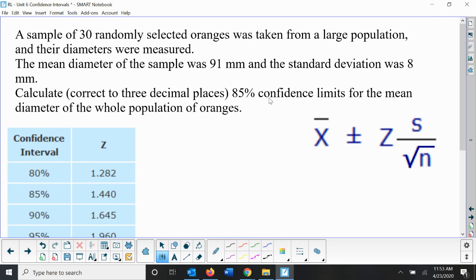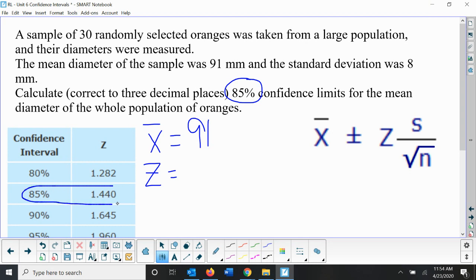So I've got my formula over here, and this is what we're going to use to find our z-score. I am going to go ahead and identify my variables. X bar is my mean, and that is 91. For the z-score, looking at an 85% confidence interval, that is going to be a z-score of 1.44.